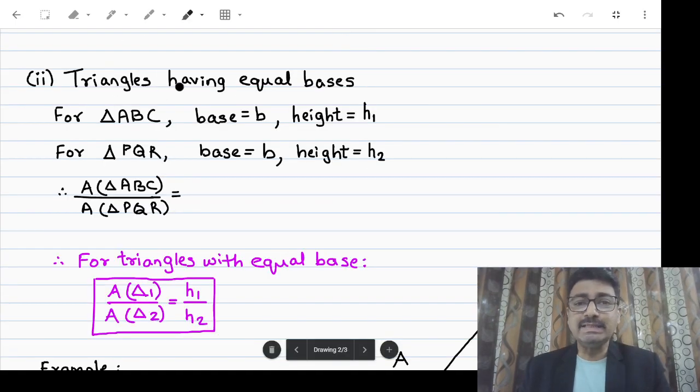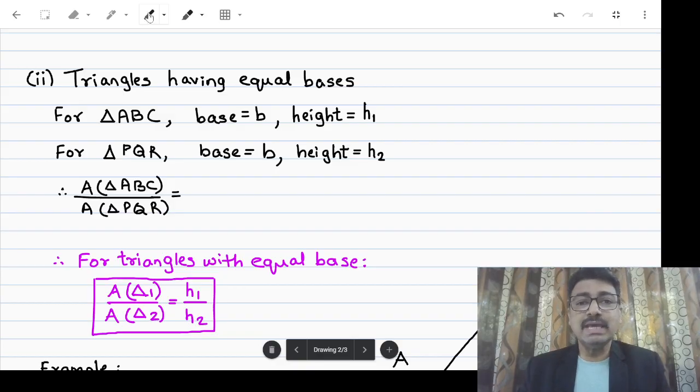Let us consider triangles having equal bases. I am not drawing a diagram, but let us understand. For triangle ABC, suppose the length of the base is B and the length of the height is H1. For another triangle, let's say PQR, the length of the base is the same, it's B, but this time the height is another height, that is H2. So we see that the heights have different lengths, but the bases are equal.